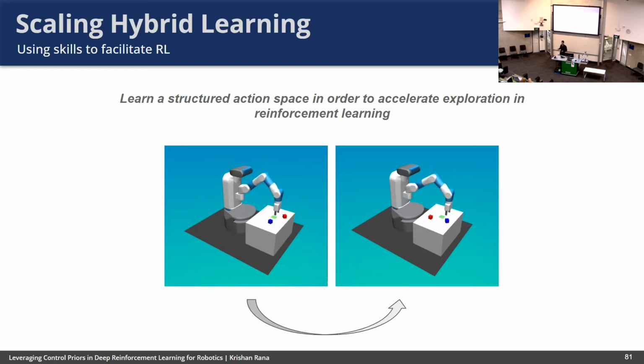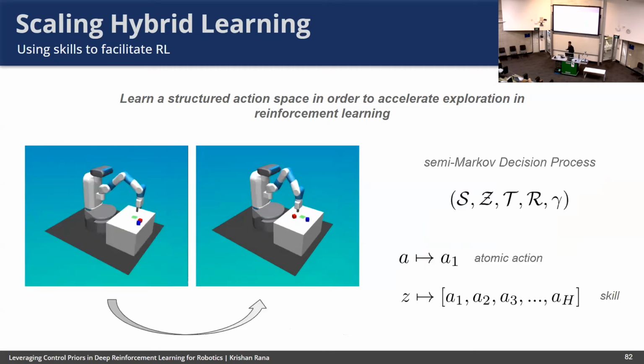But a more intuitive way is to explore from a set of skills, right? Skills are more graceful. They're extracted from meaningful behaviors from a classical controller. And if we have a large database, let's try and explore from those skills and learn how to appropriately recompose them to solve a new task, right? So we're moving towards a more structured action space to accelerate reinforcement learning.